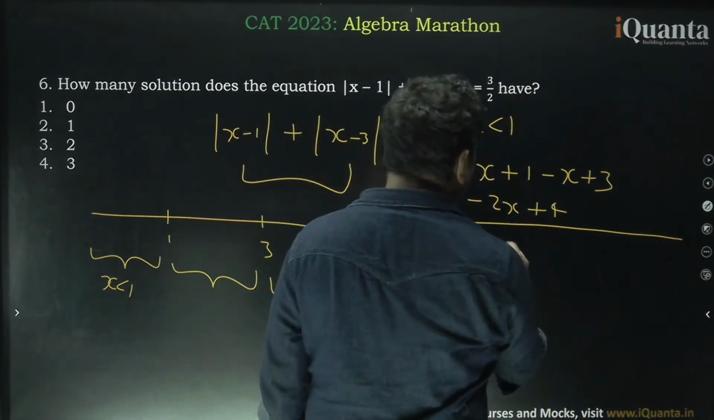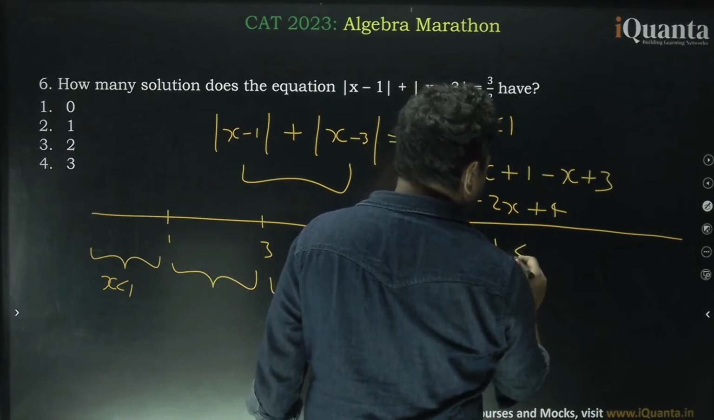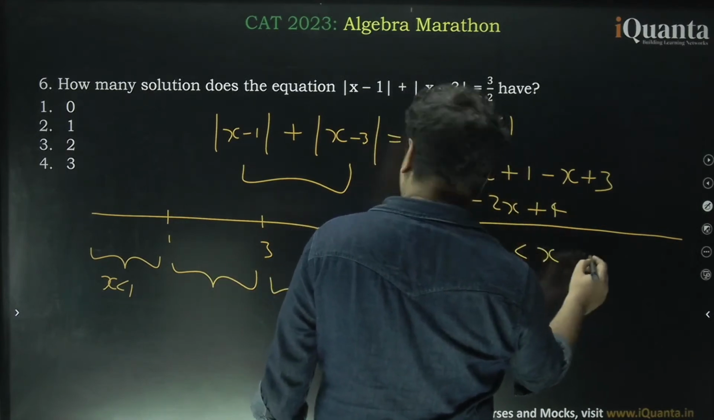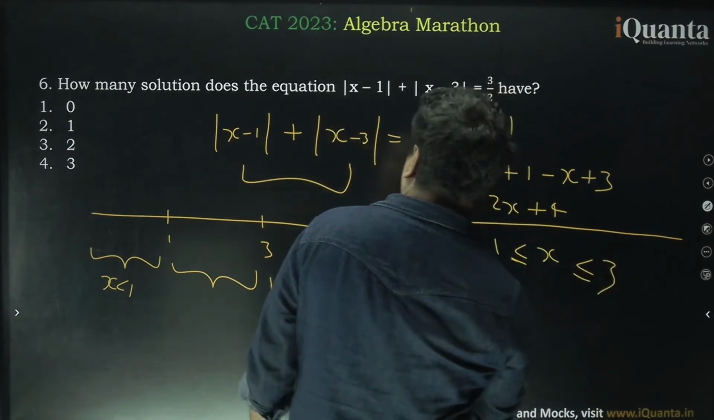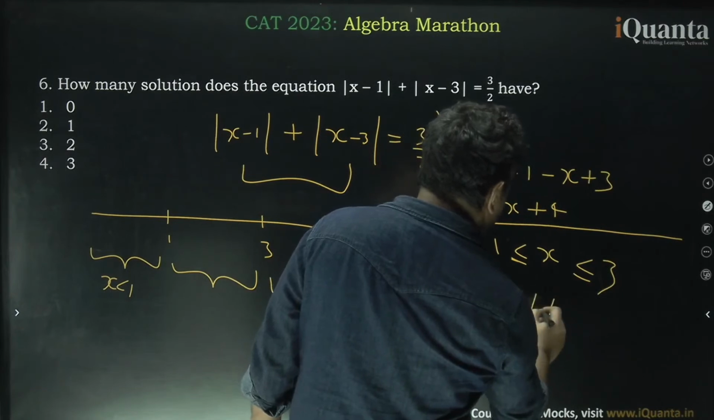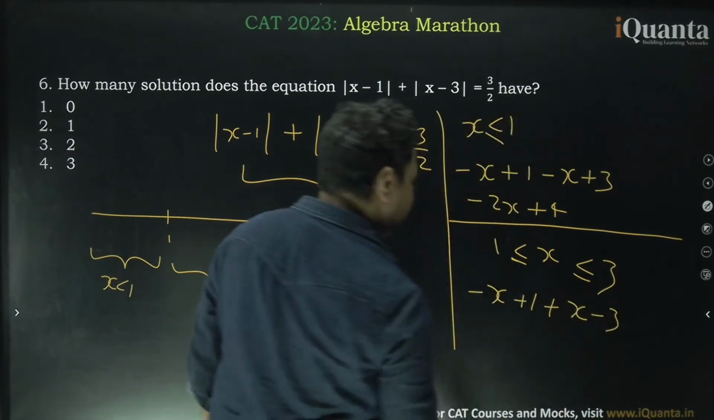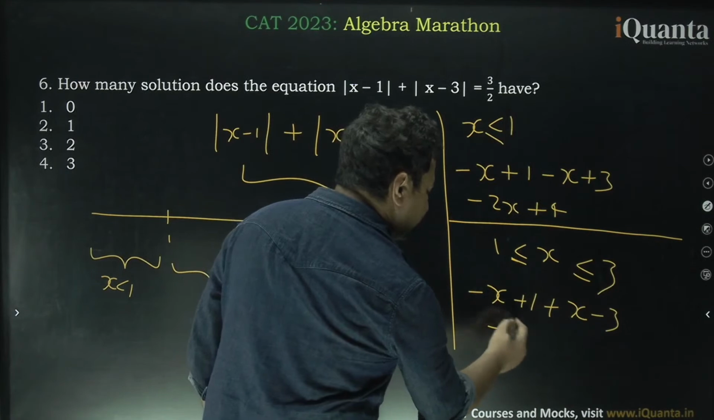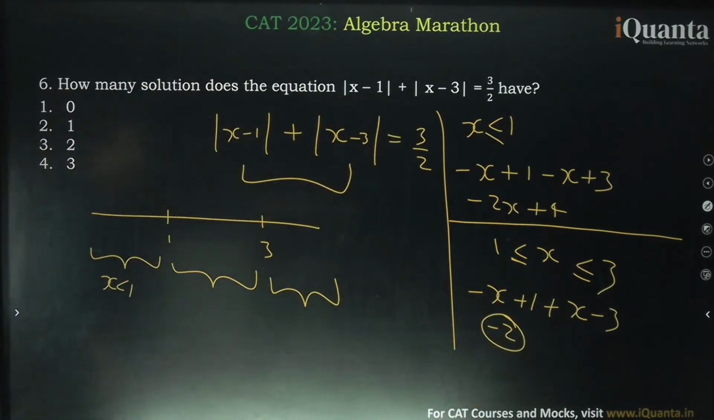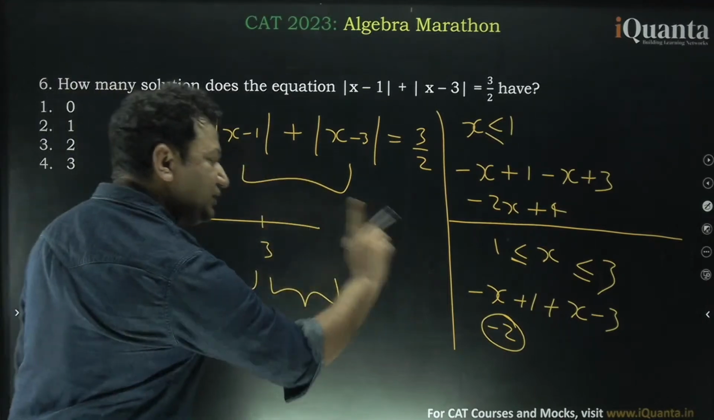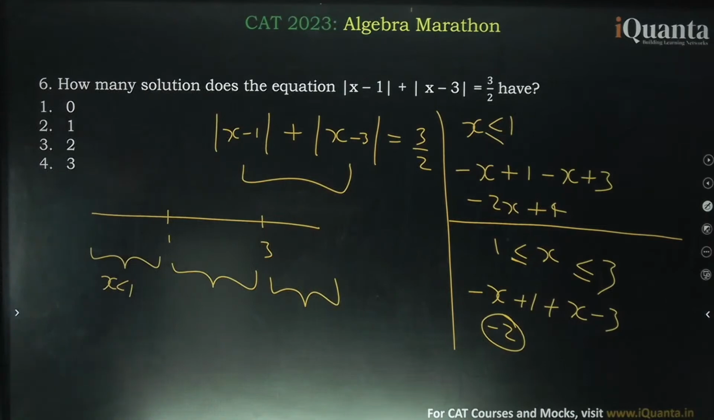We take something between 1 and 3. In this case, first will be positive, second will be negative. So we have minus x plus 1 plus x minus 3. This gets cancelled. We have minus 2 here. Right? We directly get minus 2. Cool. What does that mean? That means whatever value you take between 1 and 3, you will always get minus 2. Can we say that? Yes or no?